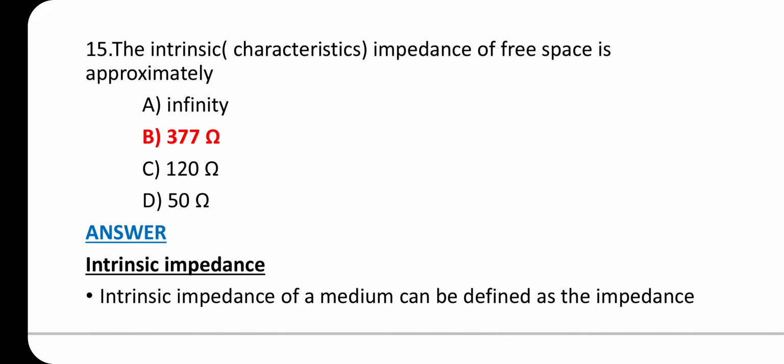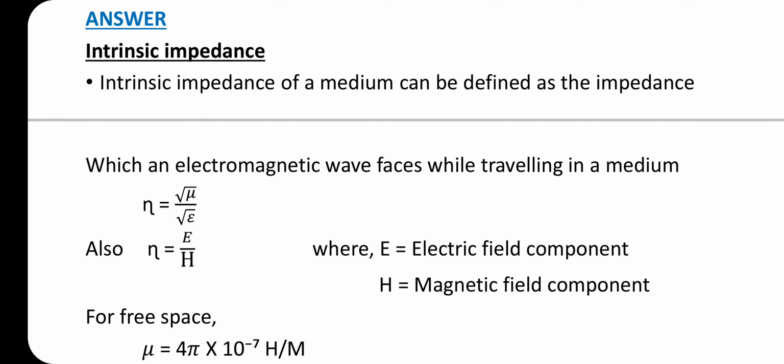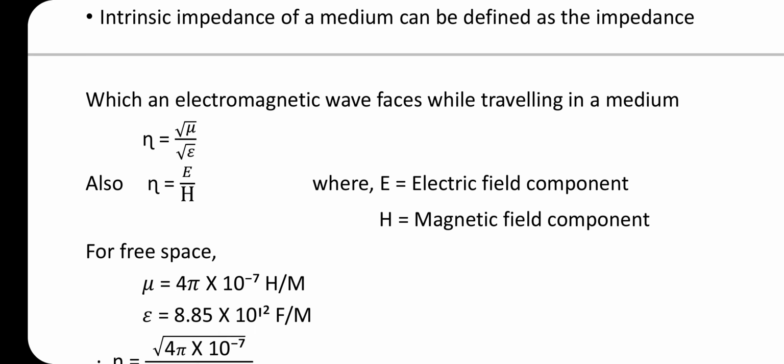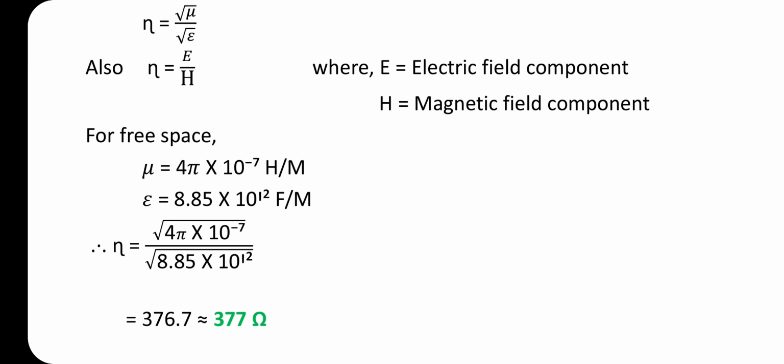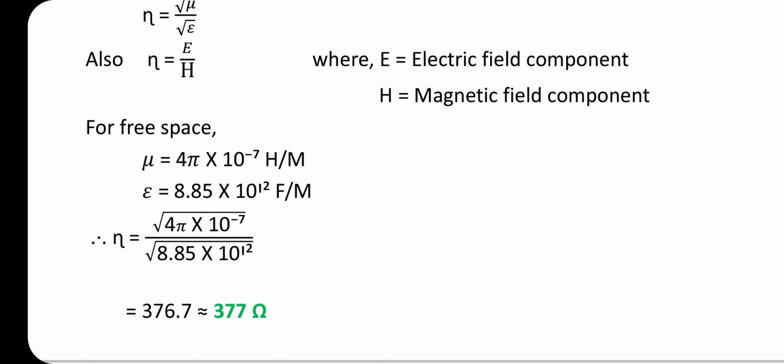Question number 15. The characteristic or intrinsic impedance of free space is approximately, option B, 377 ohm. Intrinsic impedance of a medium can be defined as the impedance which an electromagnetic wave faces while traveling in a medium, where eta equal to root of mu divided by root of epsilon. Also eta equal to E by H, where E is the electric field component and H is the magnetic field component. These two are the equations we generally use while solving the problems.